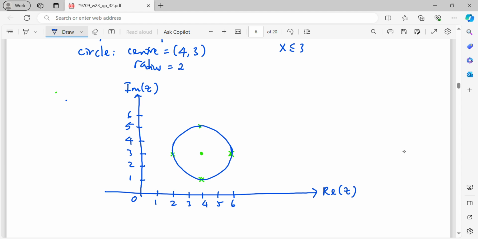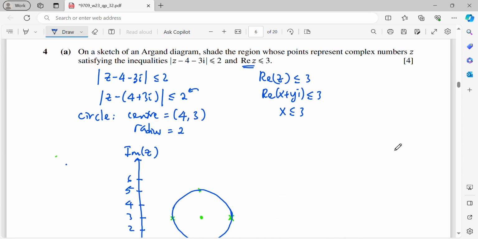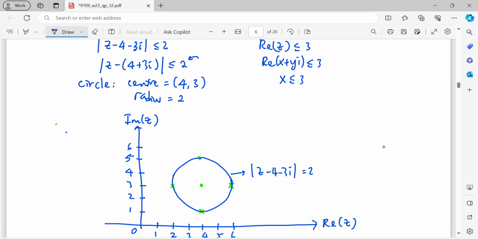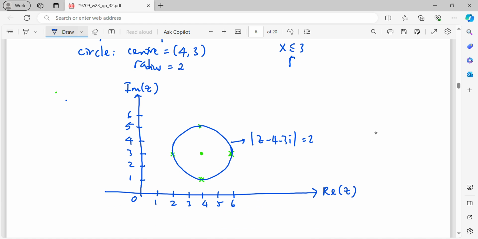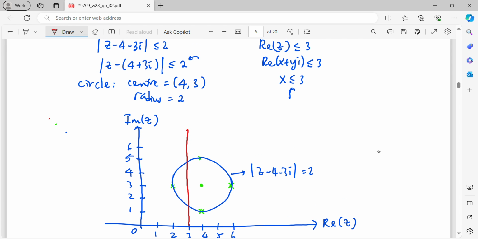So this is going to be modulus of z minus 4 minus 3i equals 2. Then the other one is the real part, x less than or equal to 3. When you see the equal sign, that means you have to draw a straight line, a solid line, because of the equal sign.